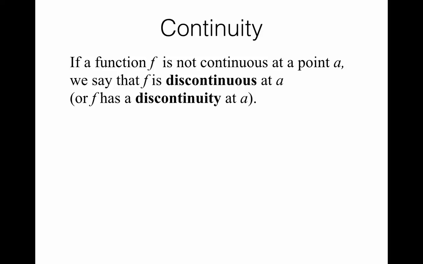First, if a function f is not continuous at a point A, we say that f is discontinuous at A. Or we can say that f has a discontinuity at A.